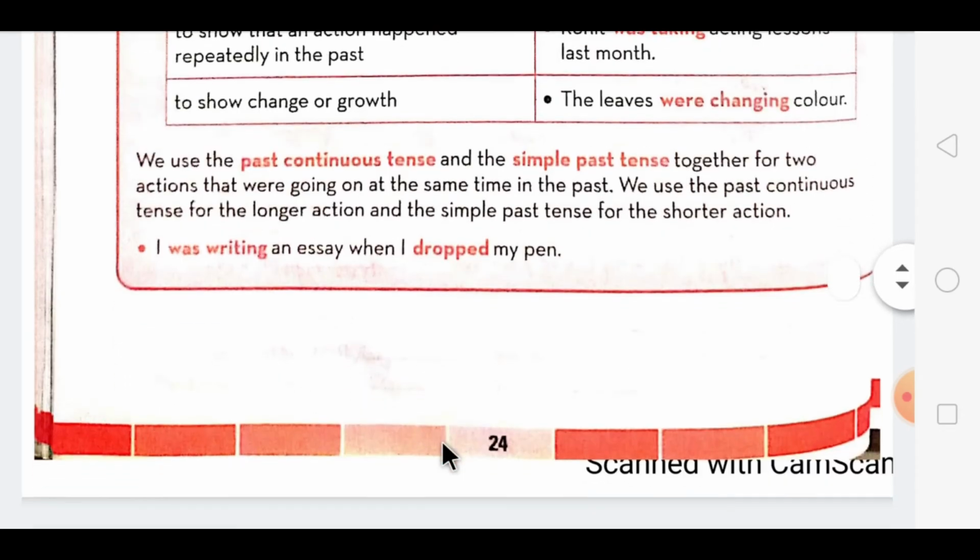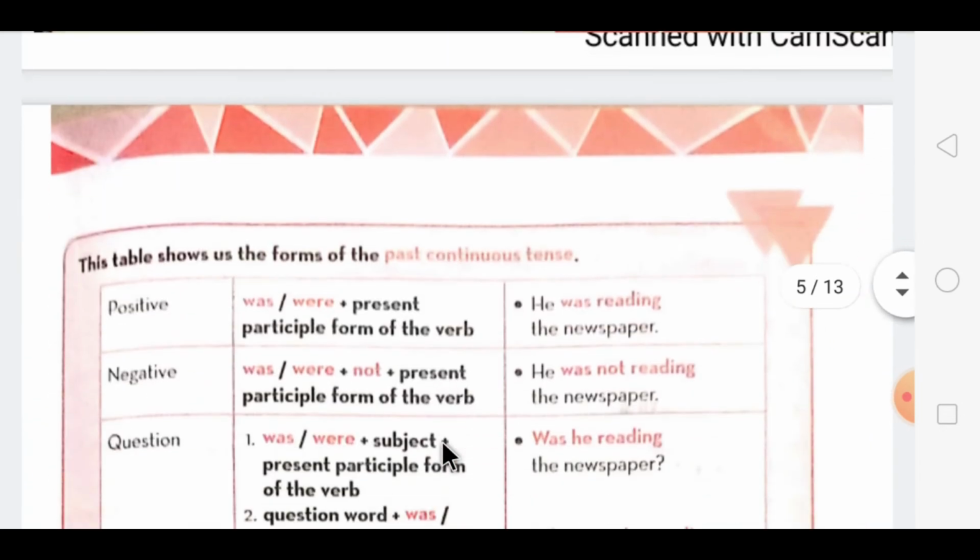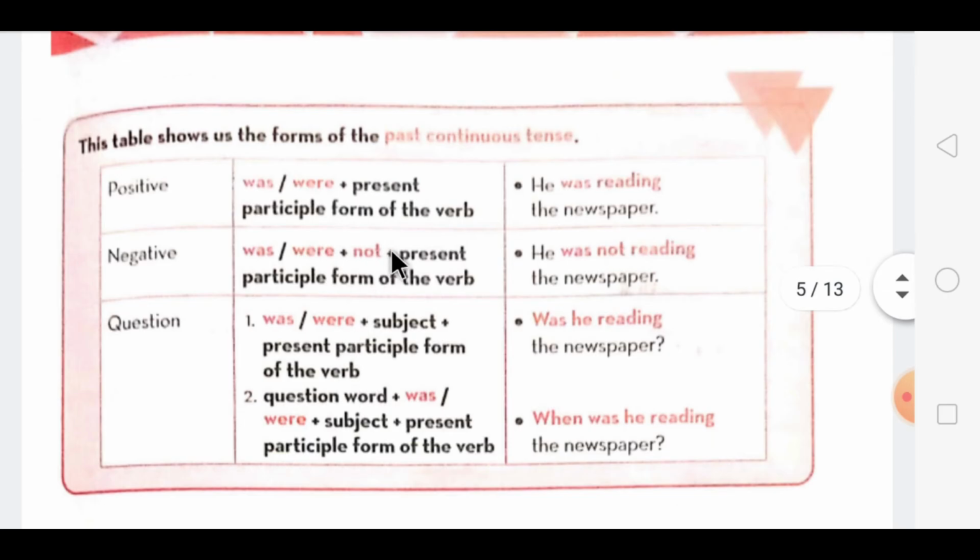Then dear students, let's move on to the formation of the sentences which is given over here in the table. So when we form the positive sentence, that time the formation will be with the subject we use was, were, according to the singular plural subject. With singular we use was and with plural subject we use were, plus present participle means ing form of the verb.